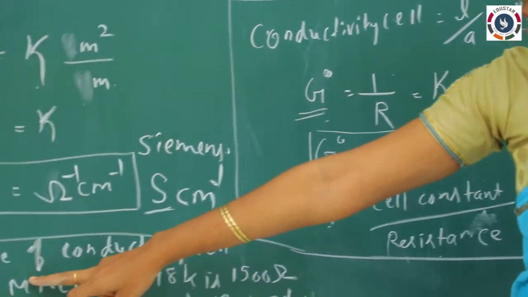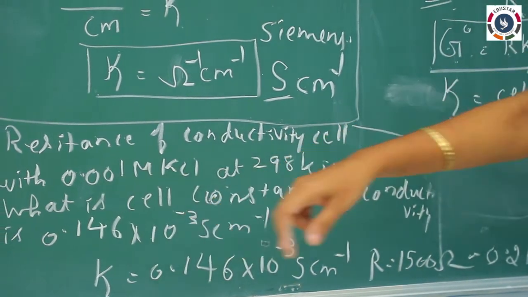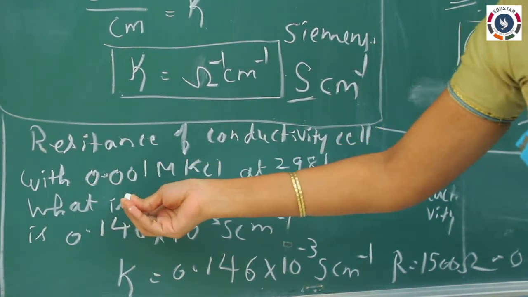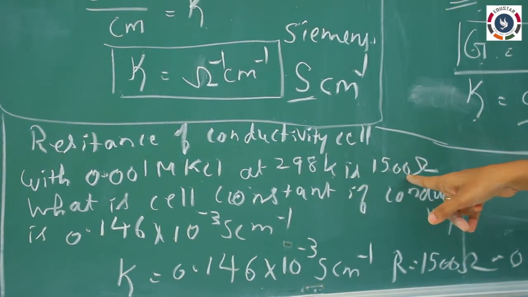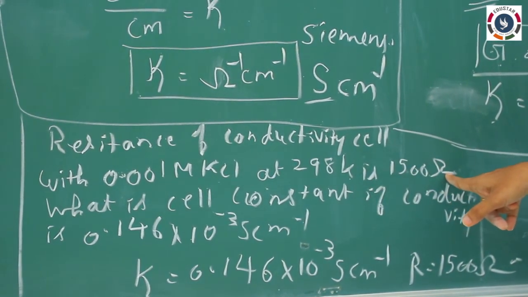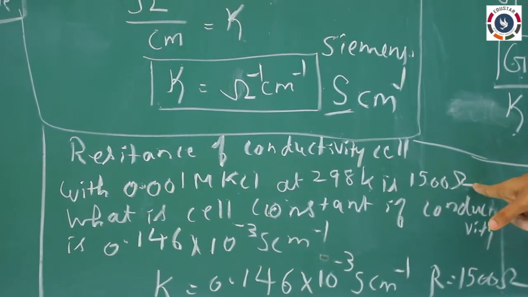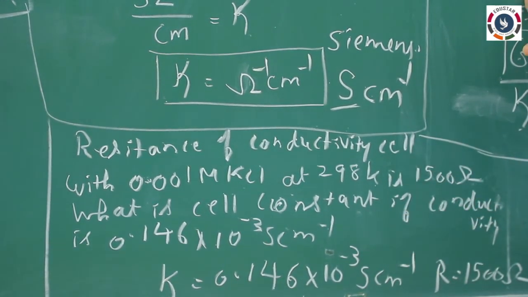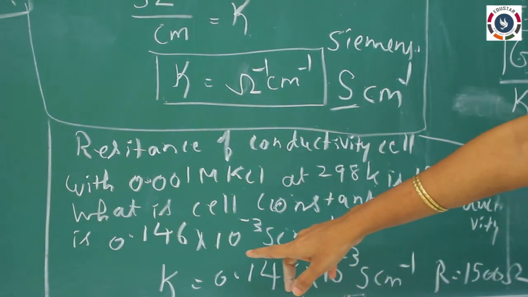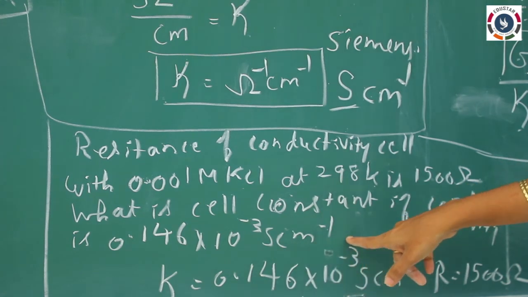See, read the problem. The resistance of a conductivity cell with 0.001 molar potassium chloride at 298 Kelvin is 1500 ohm. What is this? This is the resistance. The unit of resistance is ohm. What is the cell constant they have asked? That is G naught. The conductivity of the cell is 0.146 into 10 to the power of minus 3 Siemens centimeter inverse.